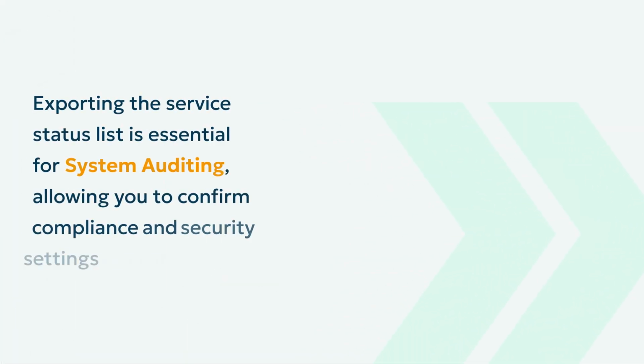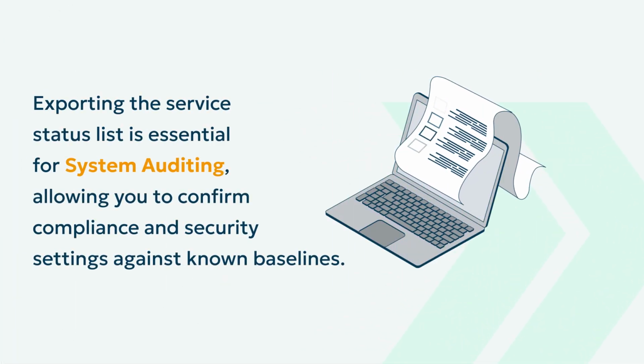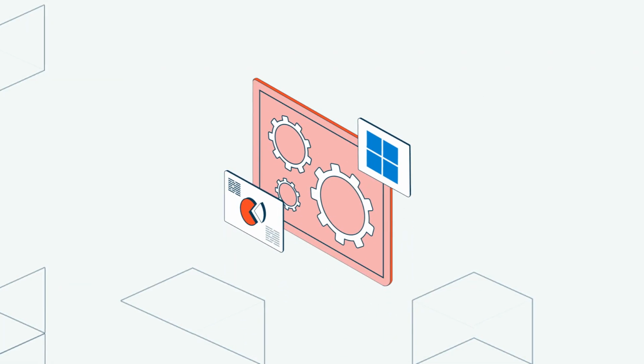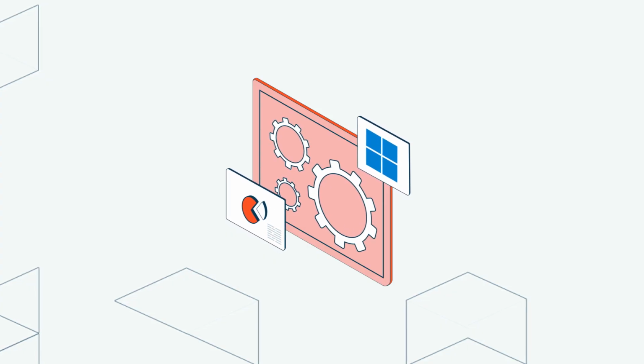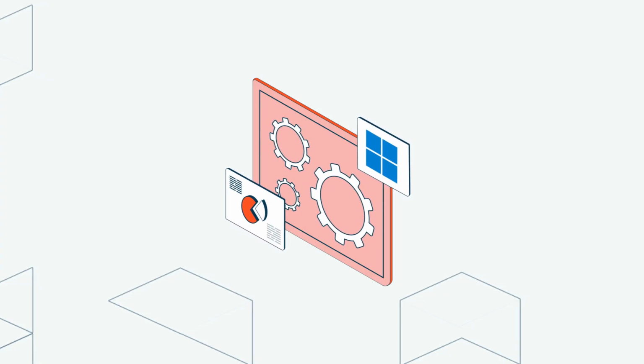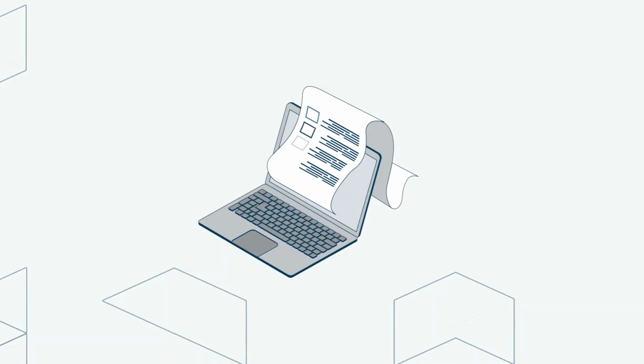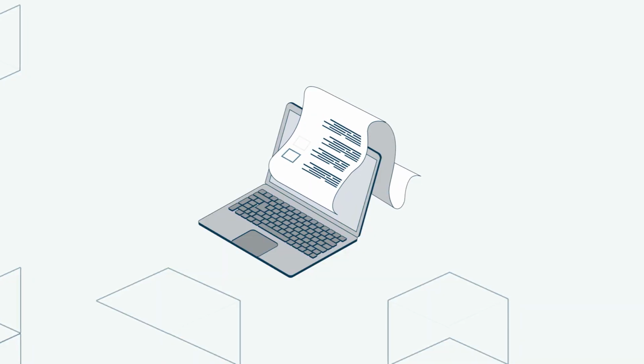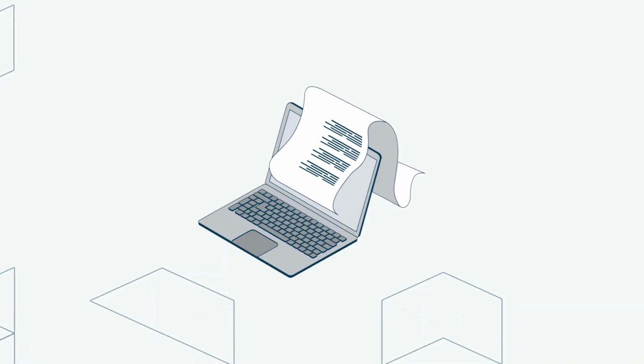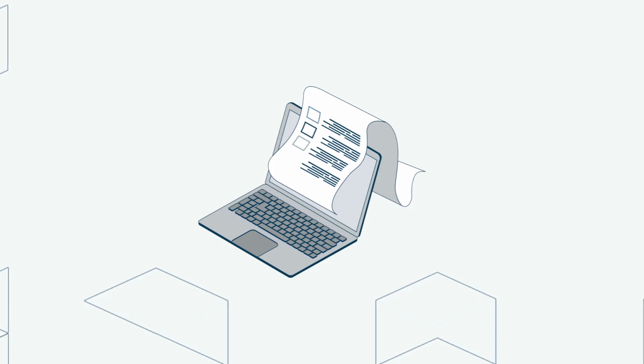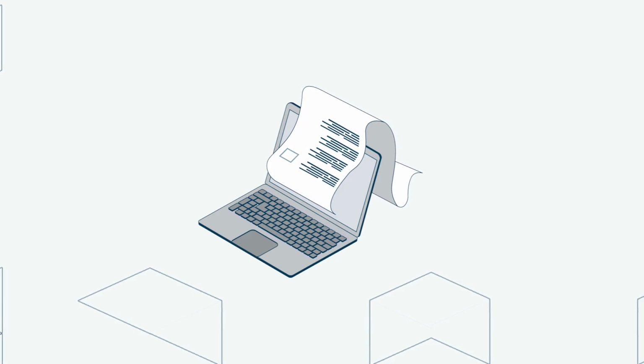Exporting the service status list is essential for system auditing, allowing you to confirm compliance in security settings against known baselines. It's a key step in troubleshooting application failures by helping you pinpoint missing or malfunctioning services. Plus, the list serves as important documentation for tracking unauthorized changes, conducting performance analysis, and creating effective disaster recovery plans.